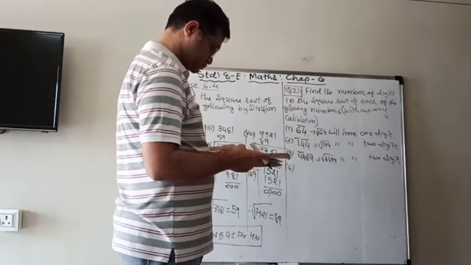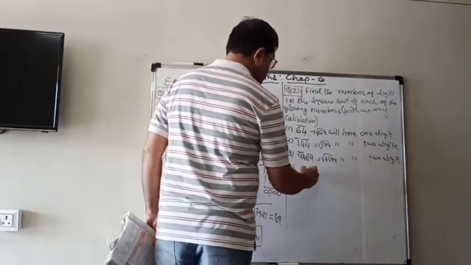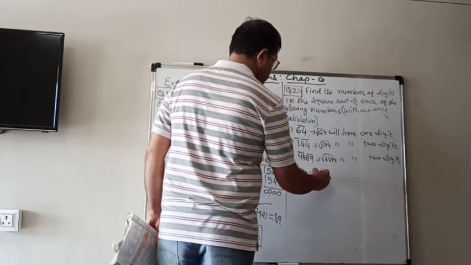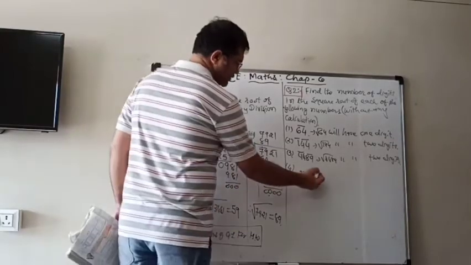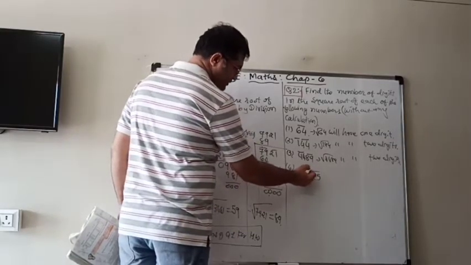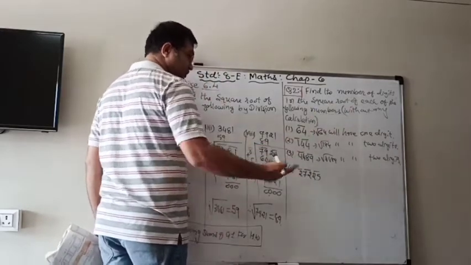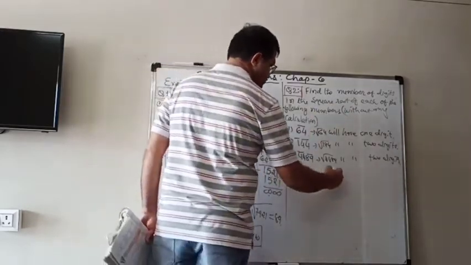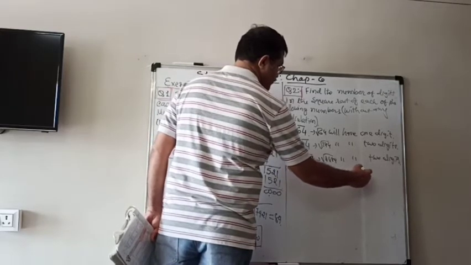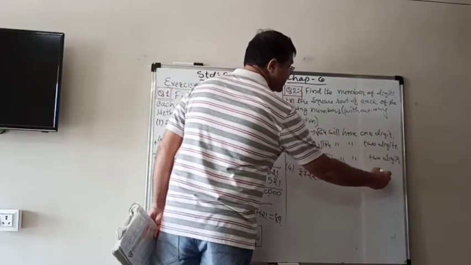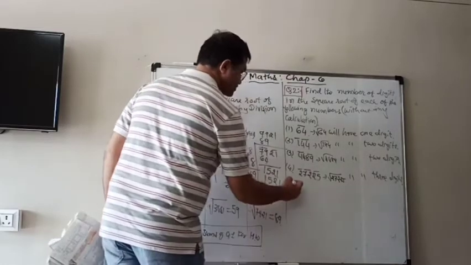Fourth one. 27225. Now here you will see that one pair, second pair, and 2 is alone. So how many pairs? 3 pairs. Therefore, square root of 27225 will have 3 digits.